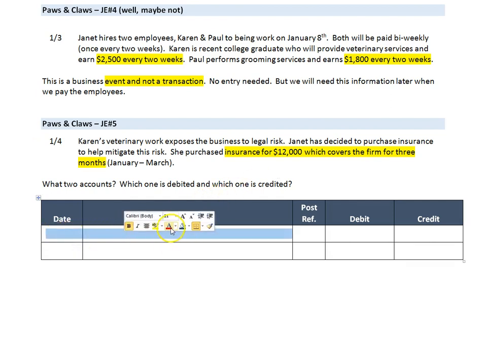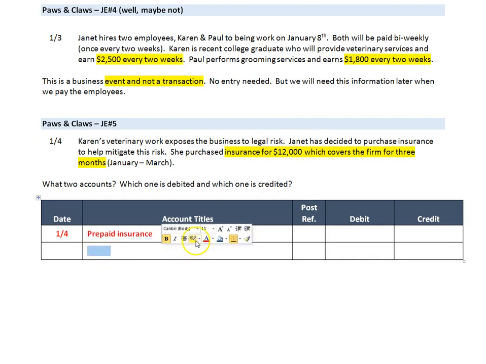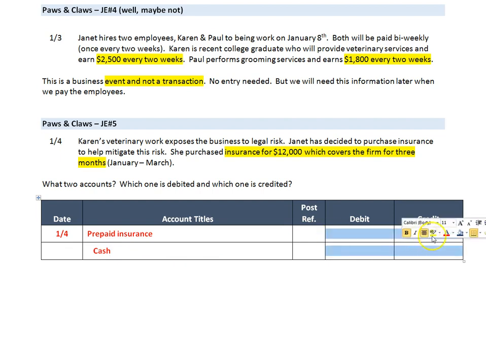So we're going to debit prepaid insurance. In addition, we paid for it. This problem doesn't say anything about on account, so I'm going to assume it's in cash. So if it doesn't say on account, we can assume it's in cash. And it's for the 12,000 number given in the problem.